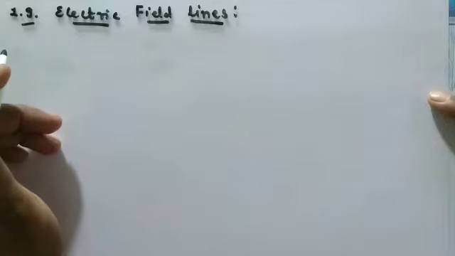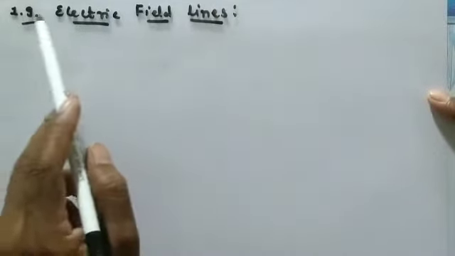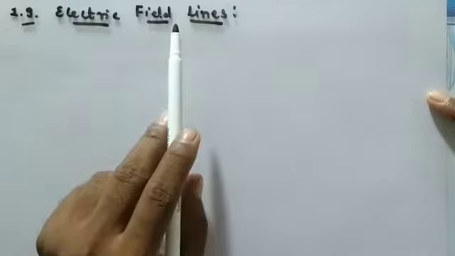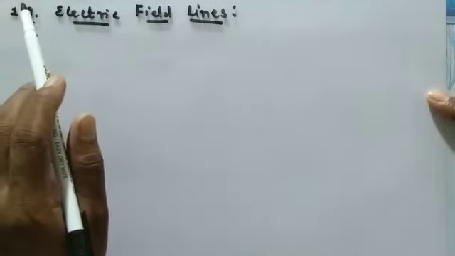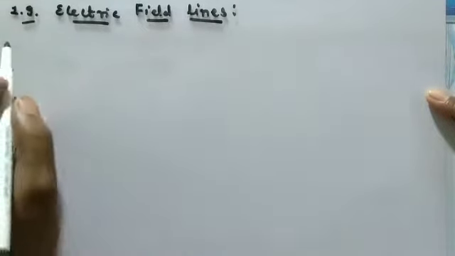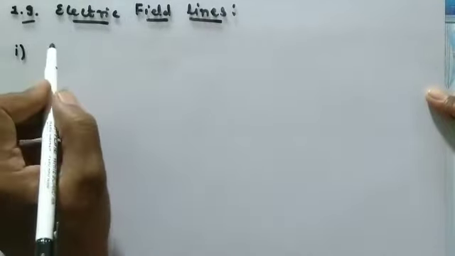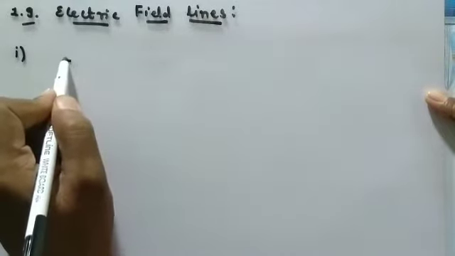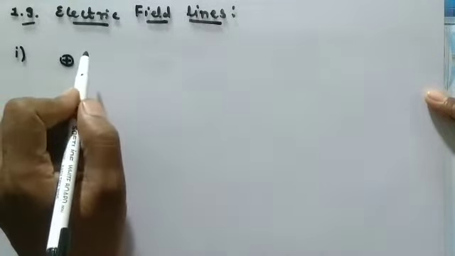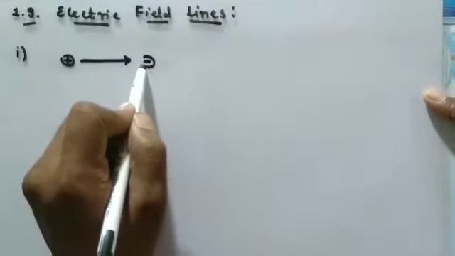Welcome students. Earlier we have studied about electric field, and now in this lecture we will study about electric field lines. Let us see some general properties of electric field lines. Now the first property is that electric field lines always start from positive charge and they end at negative charge.